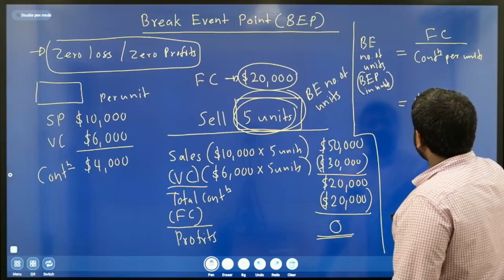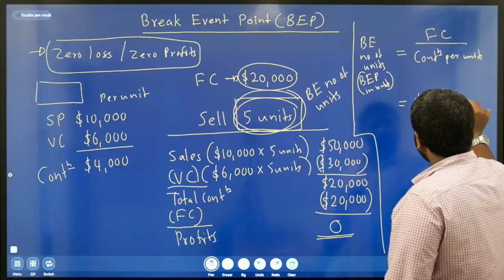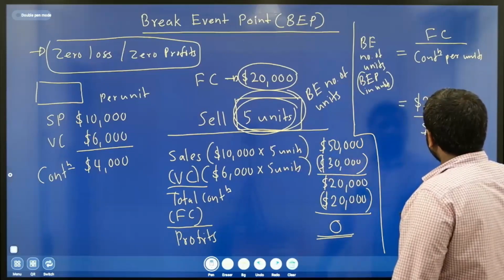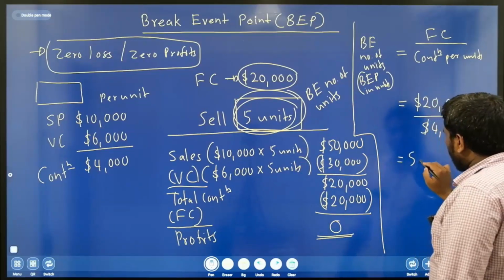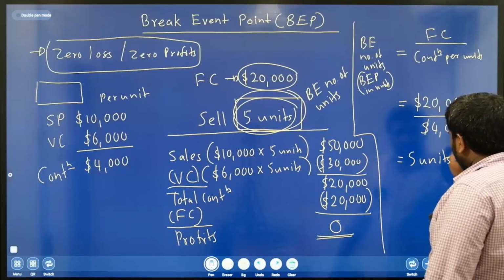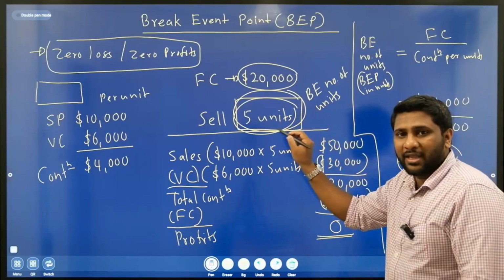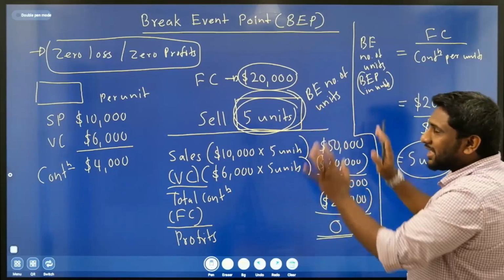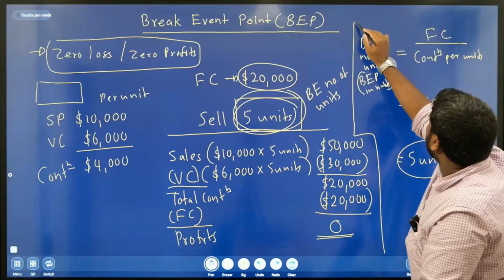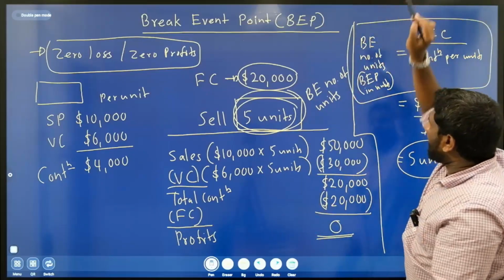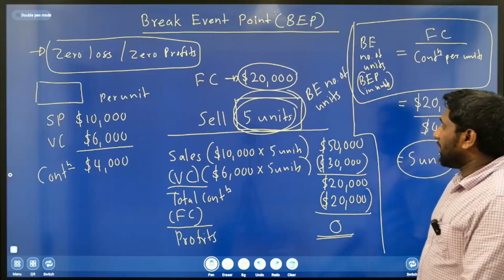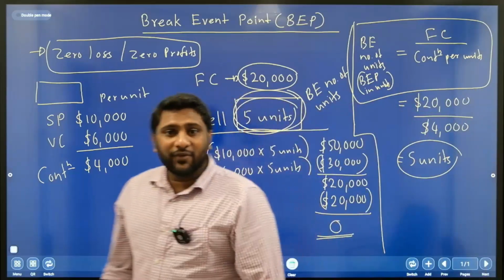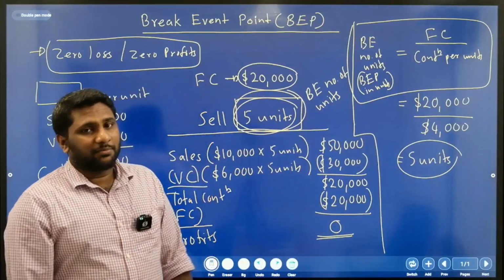Total fixed cost is how much? 20,000. 20,000 divided by contribution per unit is how much? 4,000. Then what's the value that you are getting? 5 units. Did we get the same answer when I explained it logically? Yes or no? Yes. So from the logical explanation, we constructed a formula to calculate the break-even point in units, or the break-even number of units. So what is the formula? Very simple. The fixed cost divided by the contribution per unit.